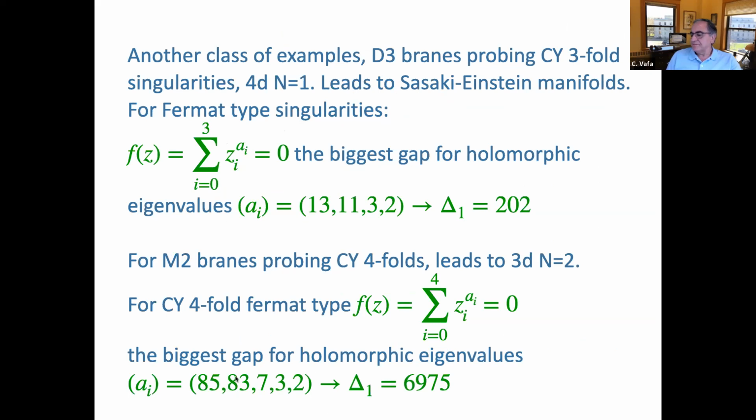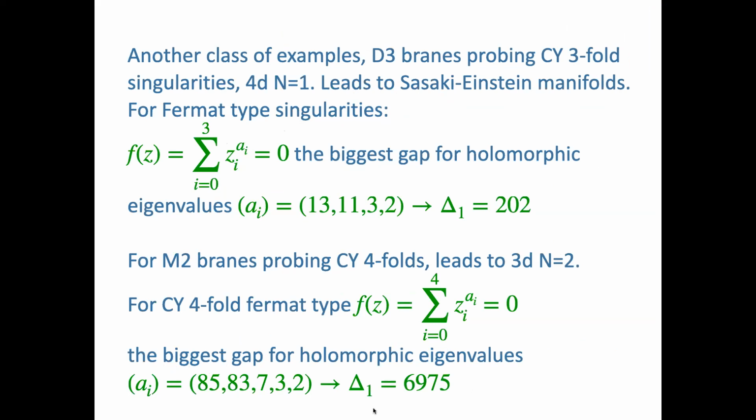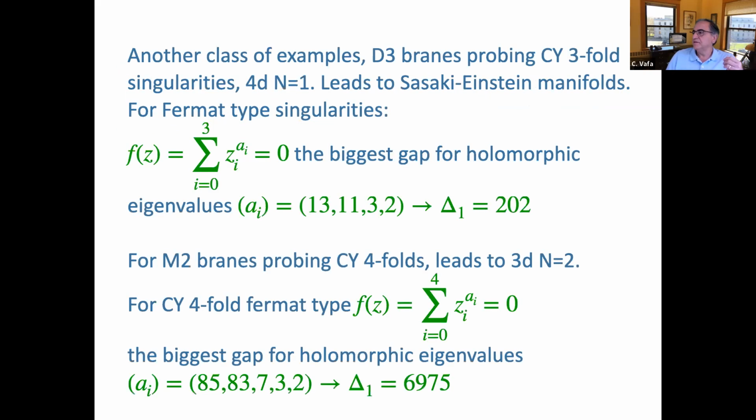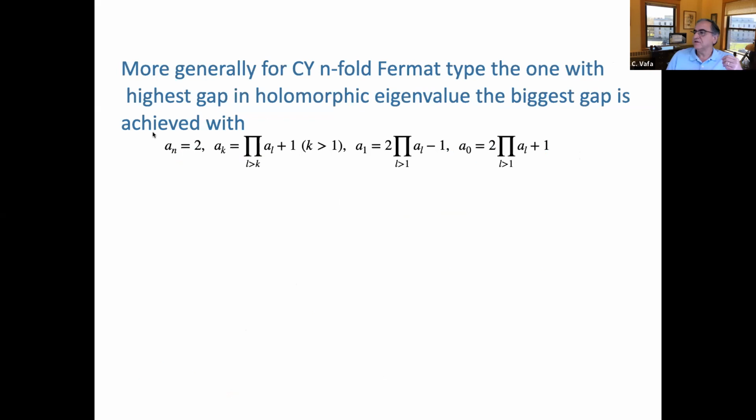So the biggest gap for the Calabi-Yau fourfold is this, but for any general Calabi-Yau n-fold, there's a procedure where you can find the optimum exponents that maximize this gap. If you apply it for n equals 2, for example, you get the E8 case, the exponents 2, 3, and 5. So the E8 case was 2, 3, 5, this is 2, 3, 11, 13, this is 2, 3, 7, 83, 85. This sequence continues, and there's a general iterative procedure for finding these exponents.